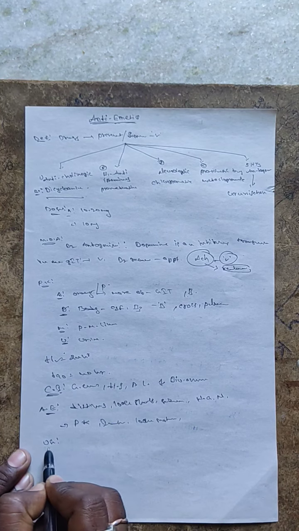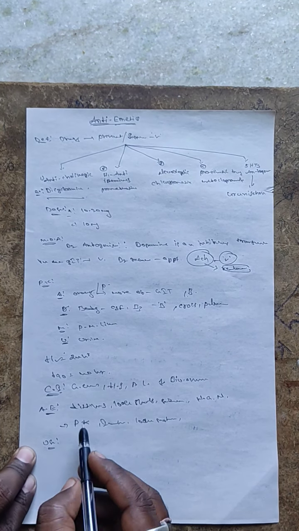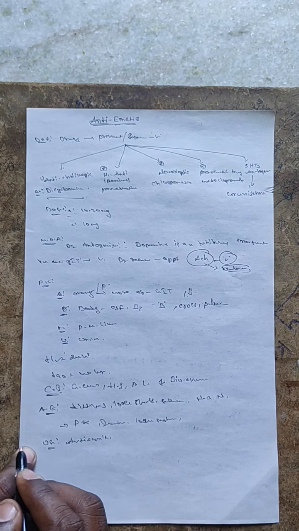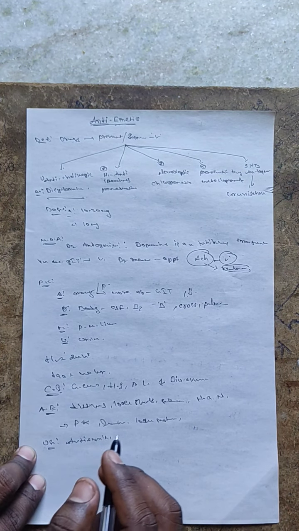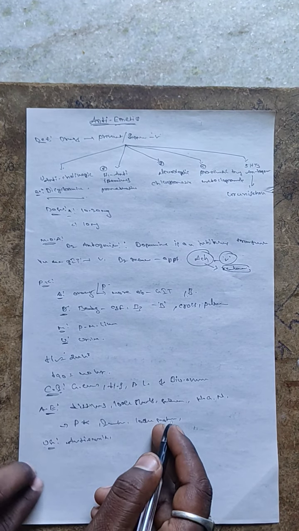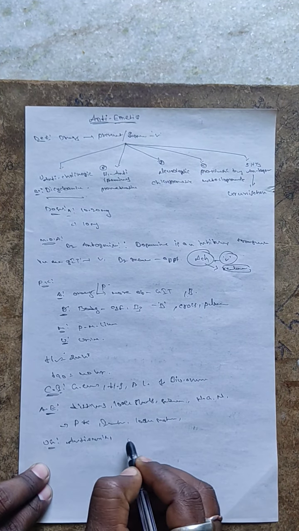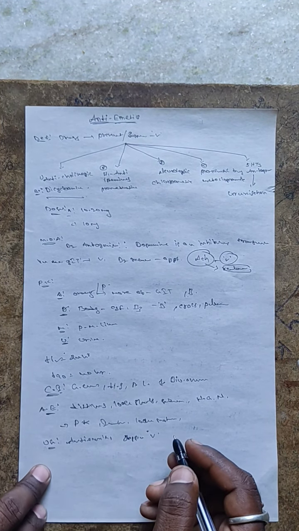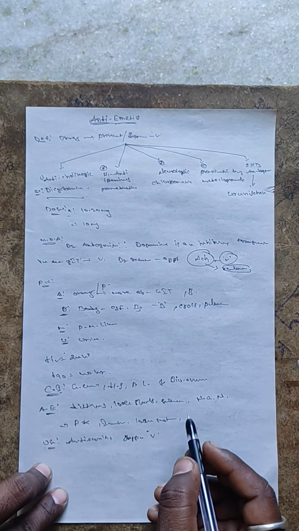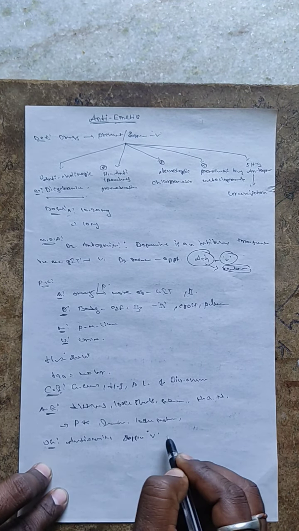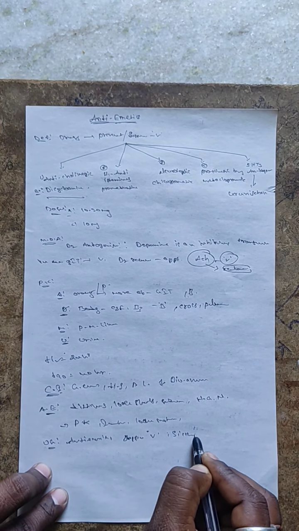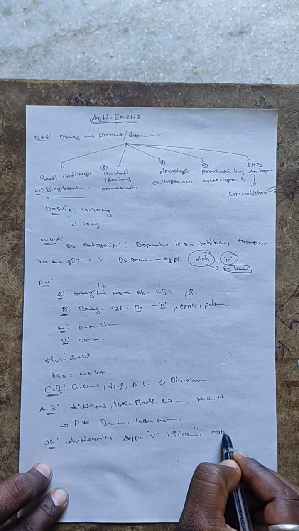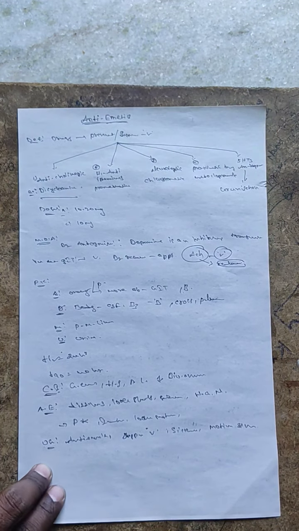The next one, uses. What are the uses? It is mainly used as an anti-emetic, to stop the vomiting sensation. It is also used for radiation sickness, and is less effective in motion sickness.